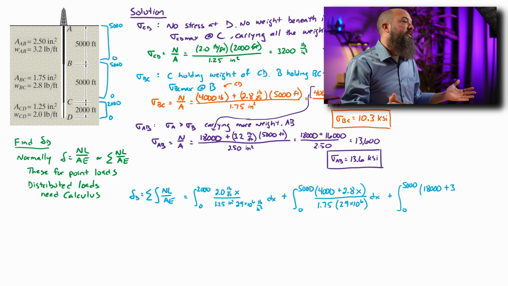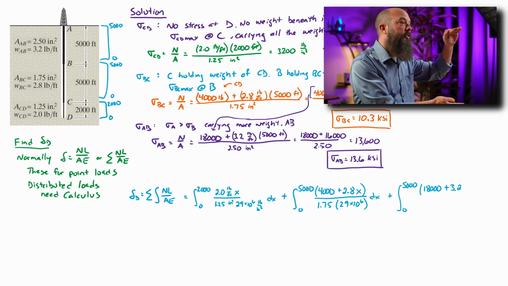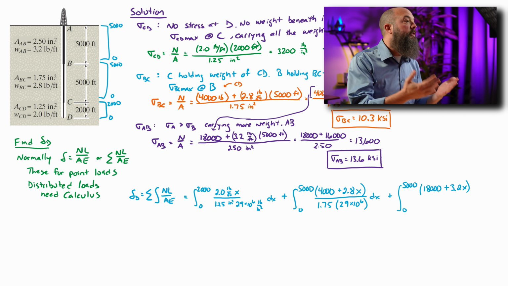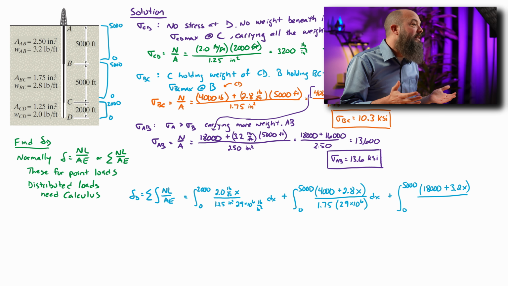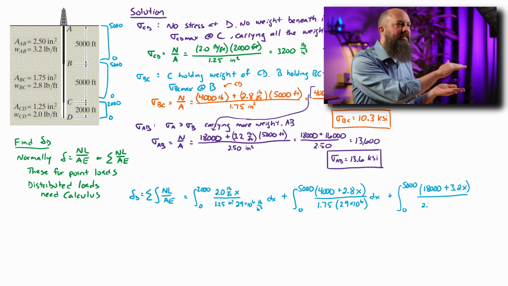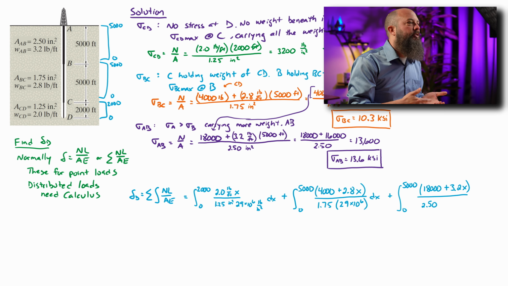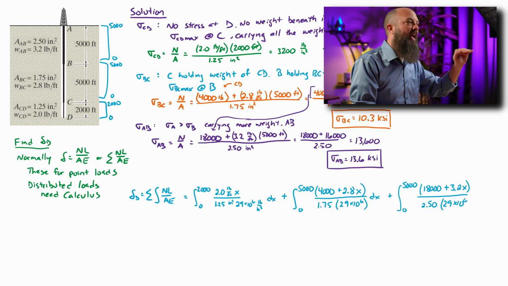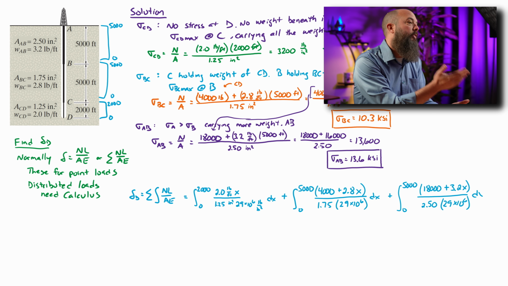The third integral is going to look similar, also a 5,000 foot length, but this time the forcing equation N is 18,000 for the total weight of the bottom two pipes, plus the 3.2x for the amount of weight being added for every additional pound in that third section.